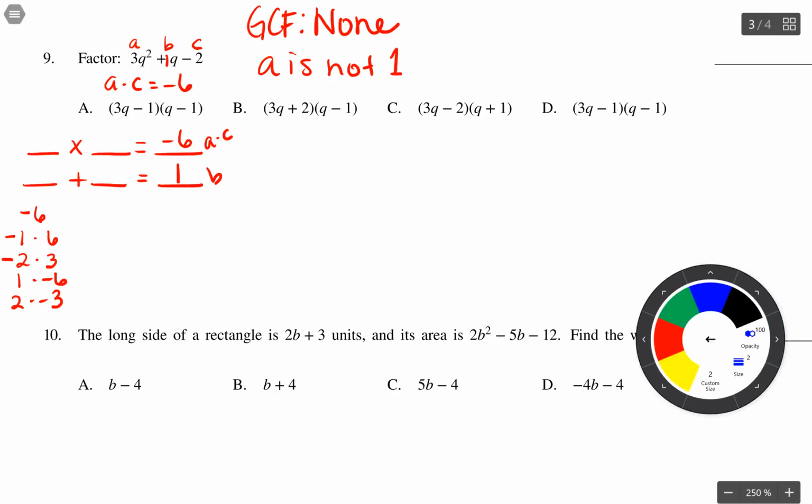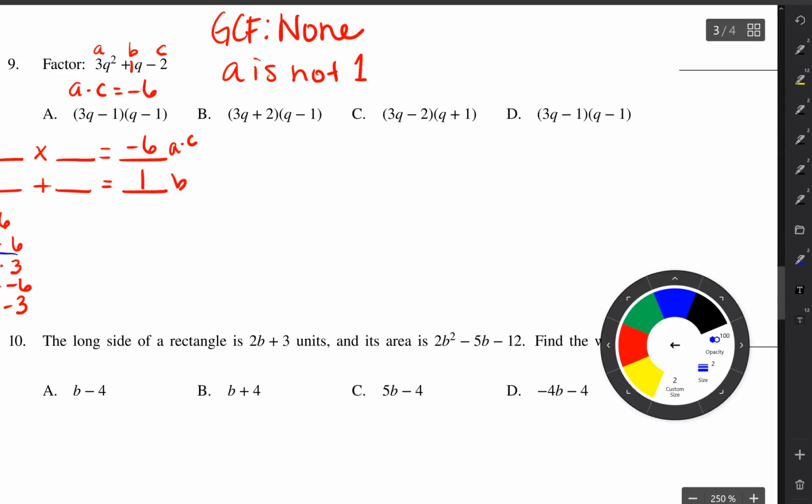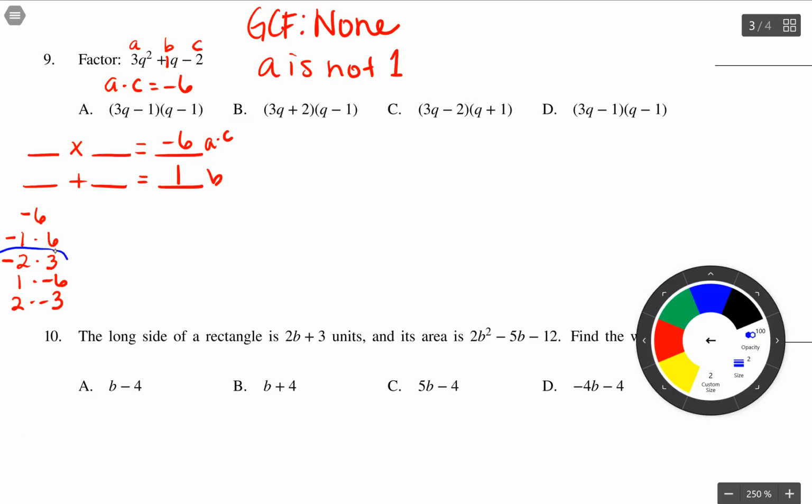That would be this one right here. So those are my magic numbers, negative 2 and positive 3.